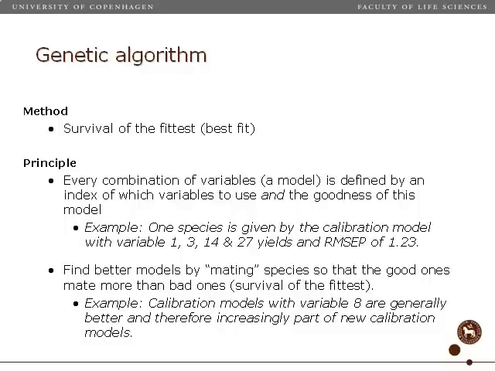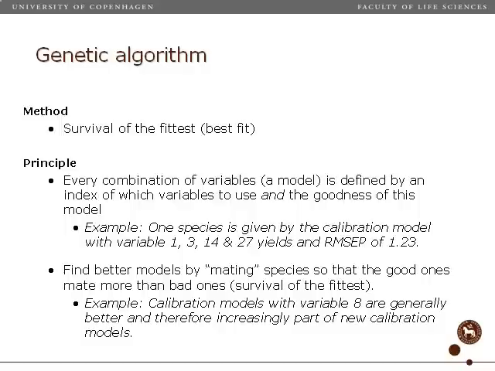We have a data set and we want to make a calibration model. Now from the data set we can generate different models by using different variables. And each such model using a specific set of variables is called an individual. For example, one calibration model could be based on variable 1, 3, 14 and 27. And with that model we could get a certain quality as defined by the prediction error, for example, a cross-validation or test set validation-based prediction error. So every model is defined by the variables and the quality of the model.